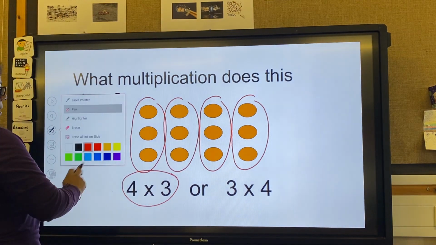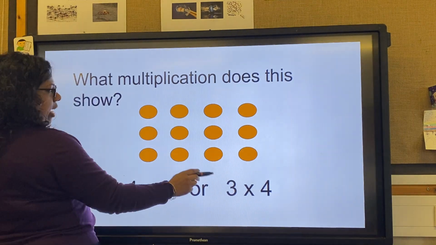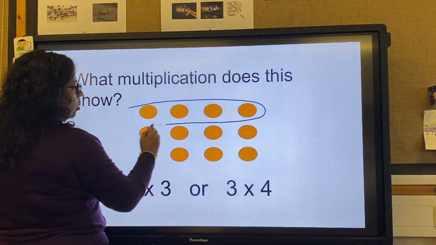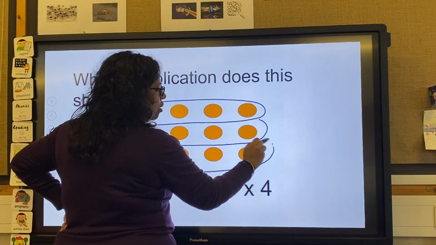I'm going to use a different colour pen now, my blue. Let's erase it all out. And blue. 3 groups of 4. That's my 1 group of 4. 2 groups of 4. 3 groups of 4.